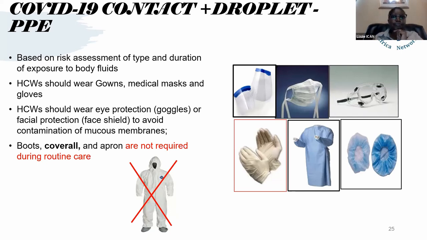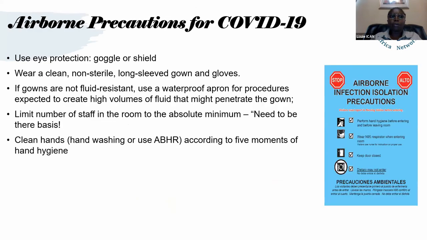COVID-19. And then for the airborne precaution, you have to use eye protection, you have to put on your goggles or a shield, and you have to wear a non-sterile long-sleeved gown and gloves. And if the gown is not fluid resistant, you can use a waterproof apron for procedures that are expected to create high volumes of fluid which can penetrate the gown.